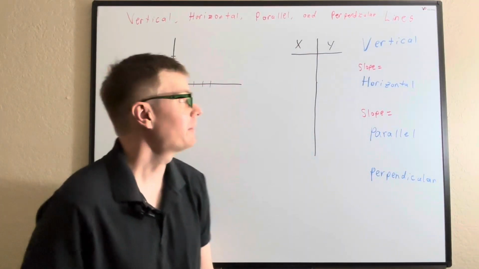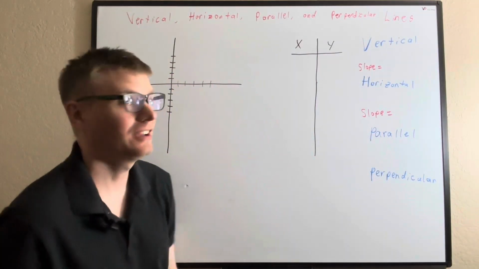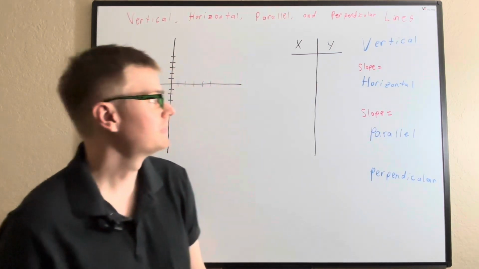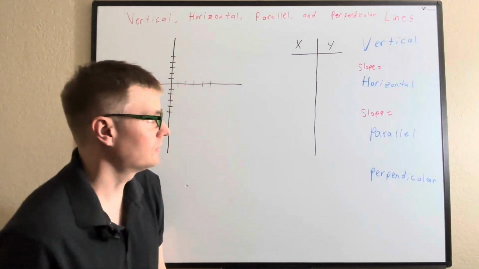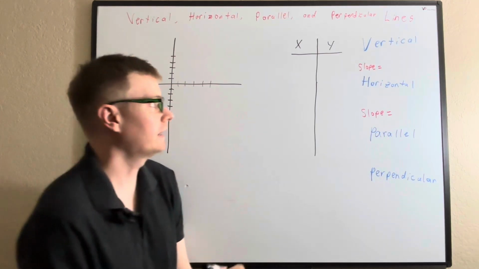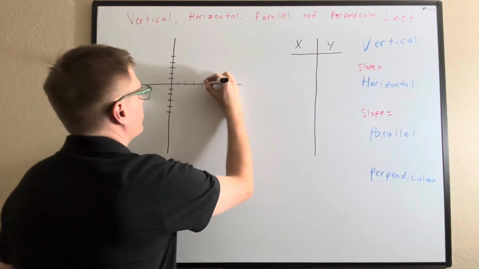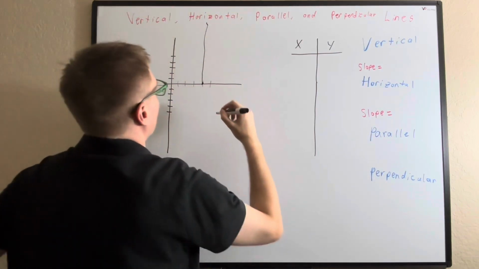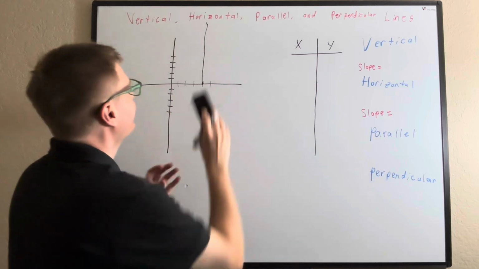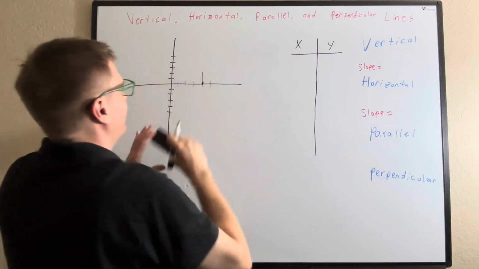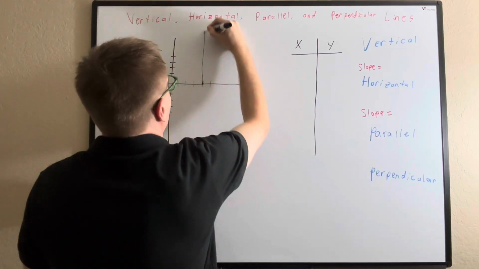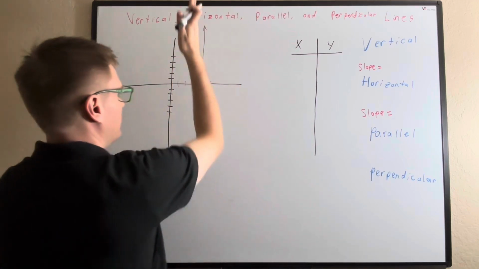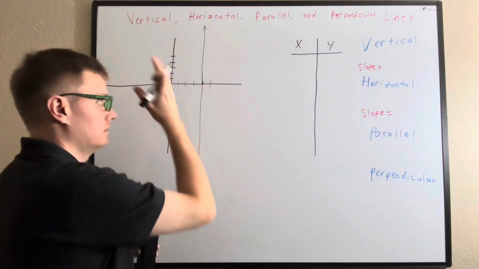All right, in this video, I'm going to talk about vertical, horizontal, parallel, and perpendicular lines. First, let's start with vertical lines. Vertical lines are going straight up, straighter than that. But yeah, straight up and straight down. Just completely vertical.